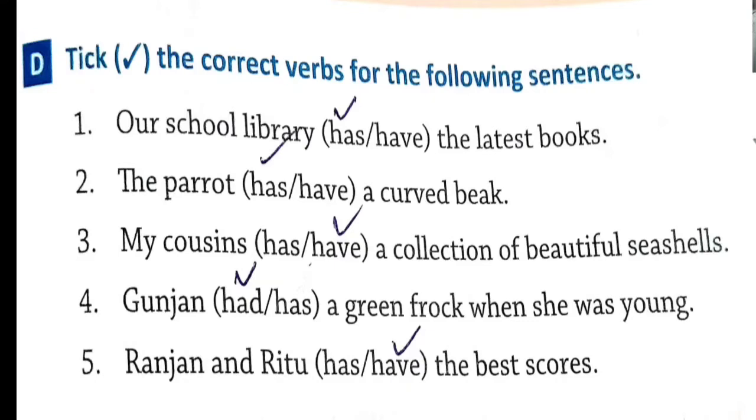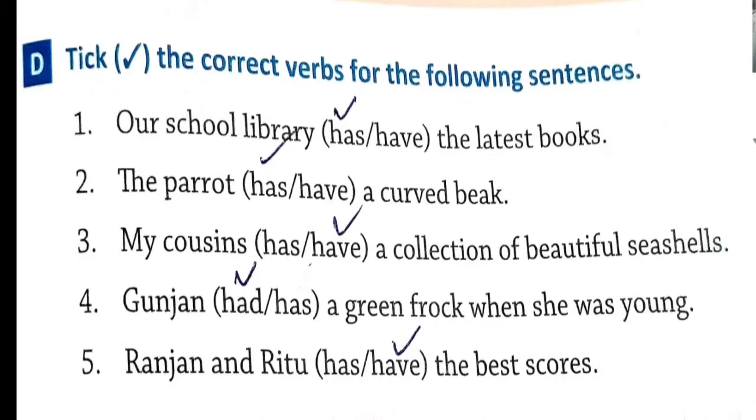The parrot, has or have, a big car. Here parrot is also singular, that's why you have to use has. The parrot has a big car. My cousins, has or have, a collection of beautiful seashells. Here cousins is plural, you can see cousins is plural. In that case you have to use have.